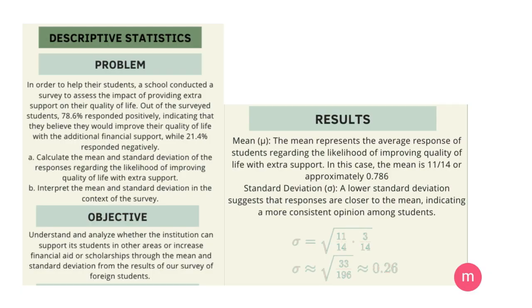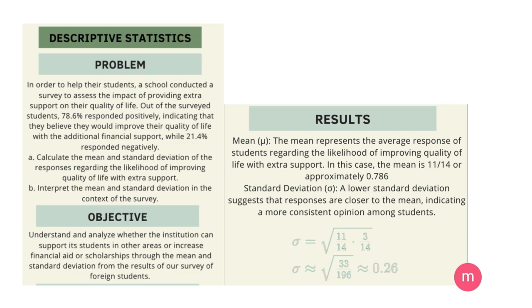We're going to start with our first problem, which is descriptive statistics. In this problem, we're talking about a school that, in order to help their students, conducted a survey to assess the impact of providing extra support on their quality of life. This can be by implementing scholarships or support groups for their students. 78.6% responded positively, indicating that they believe they would improve their quality of life with the additional financial support, and 21% of the students responded negatively.